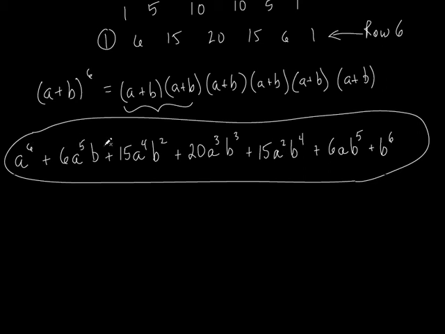Look at the pattern. 6, 5, 4, 3, 2, 1, right? A to the 1 and a to the 0, then the b's go up. It starts off at b to the 0. So b to the 0, b to the first, to the second, to the third, fourth, fifth, and sixth. And there's our coefficients, right? 1, 6, 15, 20, 15, 6, 1. We get those from our Pascal's triangle. That's why the Pascal's triangle is helpful, to put those coefficients. Isn't that crazy?